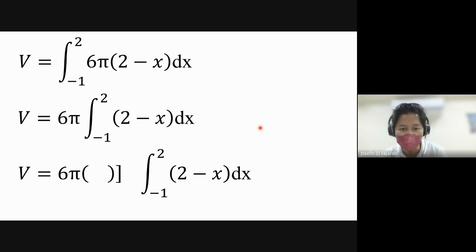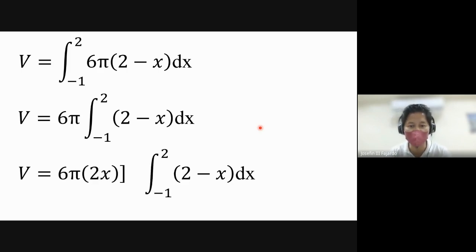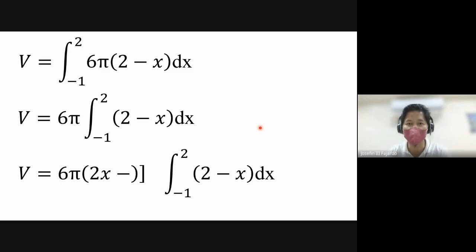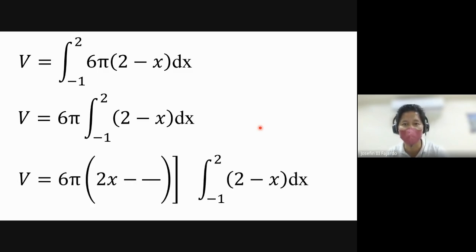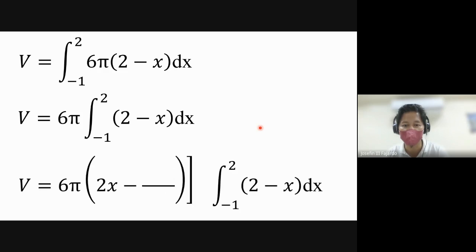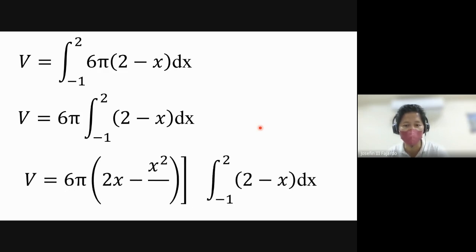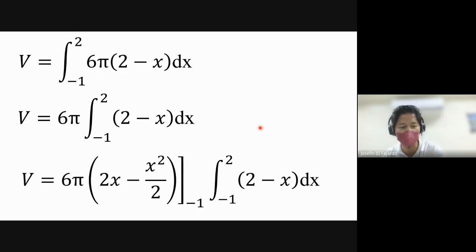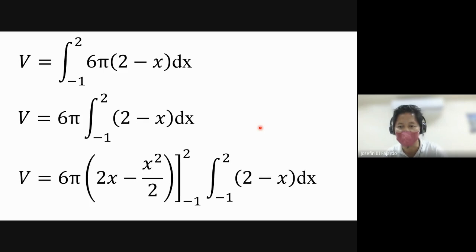Okay, so this will be the integral of 2 minus x will be 2x, right? Minus, that will be x squared over 2. This will be x squared over 2. And then we now evaluate it from the lower limit, which is -1, up to the higher limit, which is negative 5.